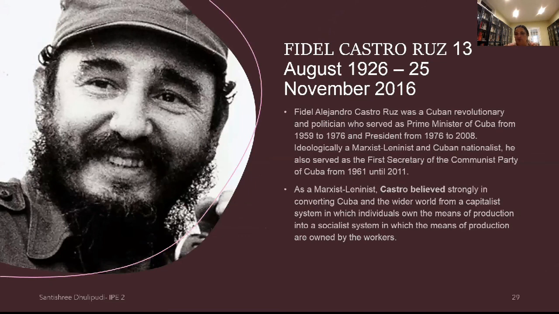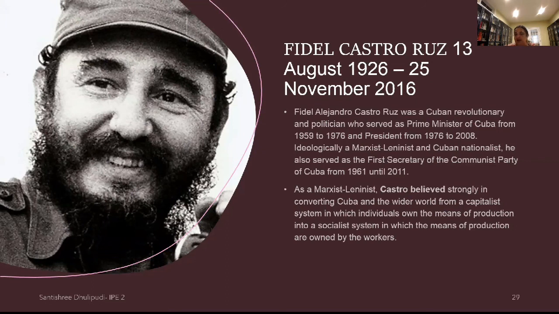Fidel Castro Ruz, most of you know him, August 1926 to 25th November 2016. Fidel Castro Ruz was a Cuban revolutionary and a politician who served as Prime Minister of Cuba from 1959 to 1976 and President of Cuba from 1976 to 2008.